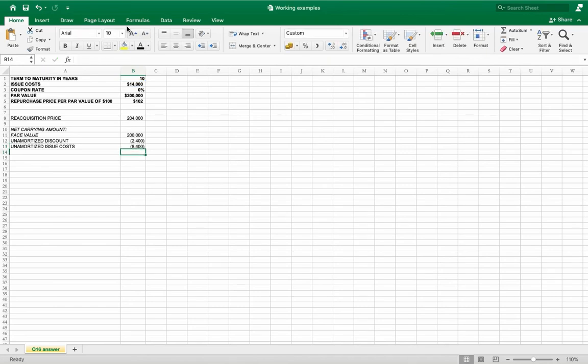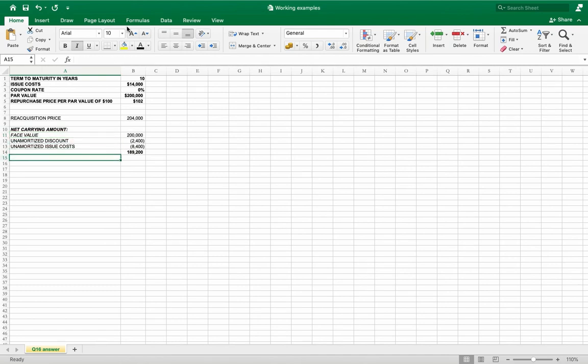Okay, so in total the unamortized amounts are 2,400 and 8,400, 10,800. The remaining carrying amount is just sum of these three figures, which is $189,200. This is net carrying amount.